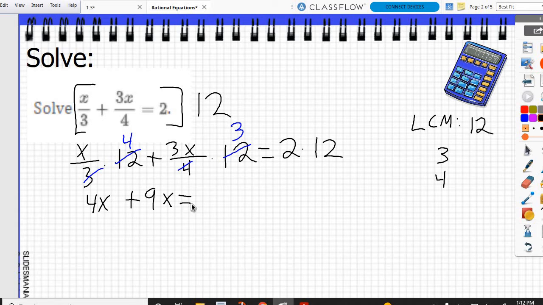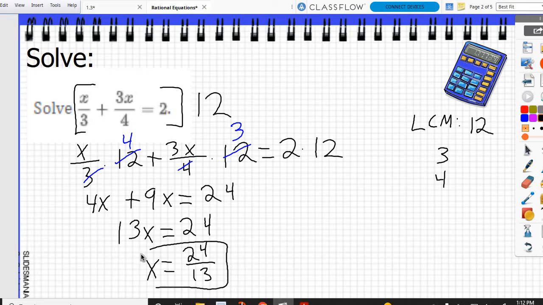Equals what? 24. 4x plus 9x gives us 13x. And then what would my last step be? Divide by 13. So we end up with a fraction. But that's okay. Fractions are real numbers too. We can get answers that are fractions and they'll still work just the same.